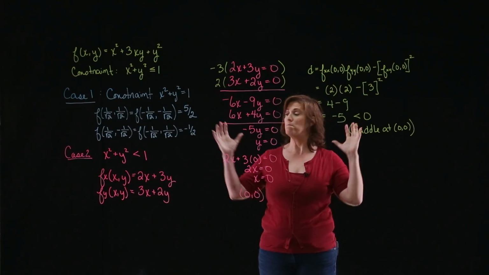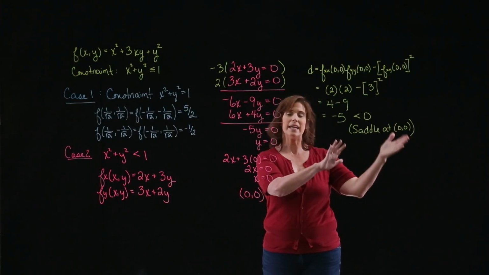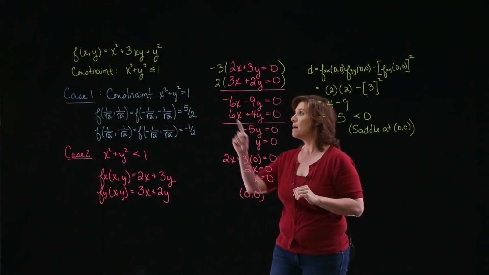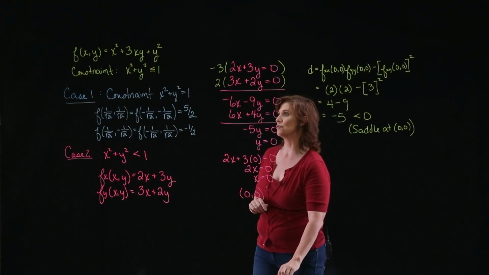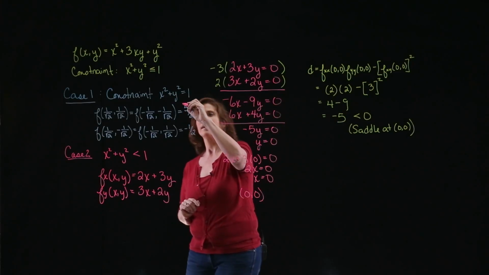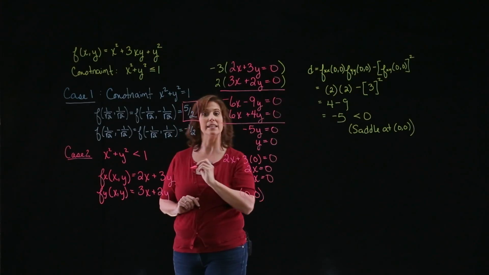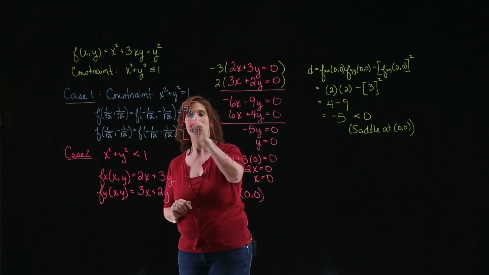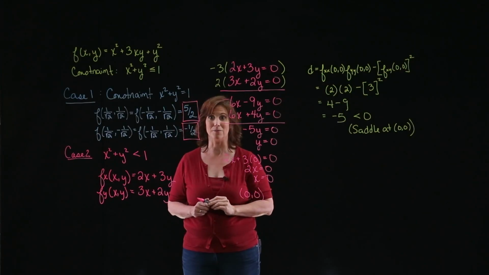So now I have to put both of my cases together. I didn't get any extrema for my second case, but in my first case, I did get some extrema. So I know that 5/2 is the maximum value and minus 1/2 is the minimum value.